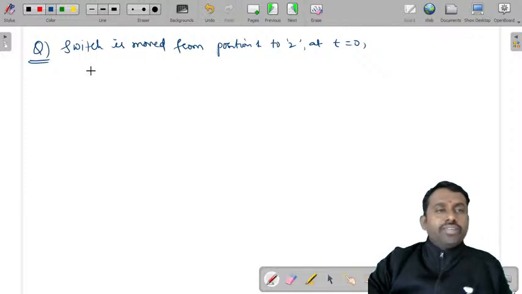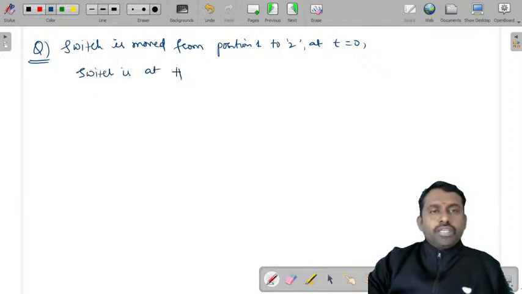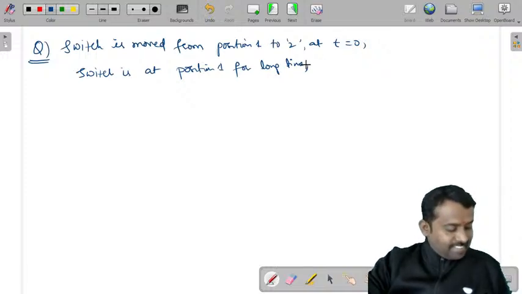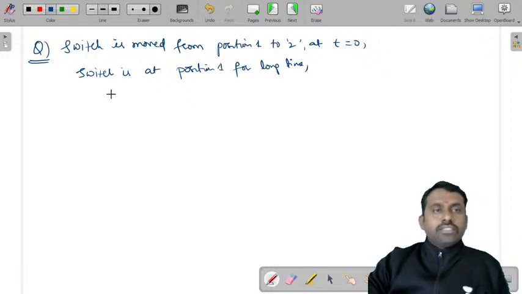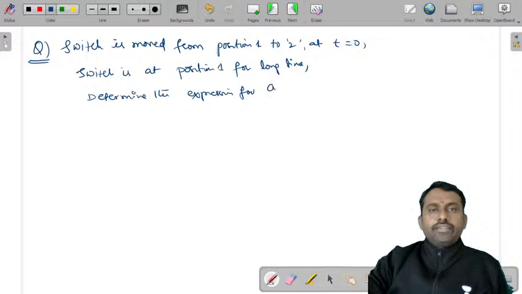And it is also given that the switch is at position 1 for a long time. Determine the expression for current i of t. This is the question.